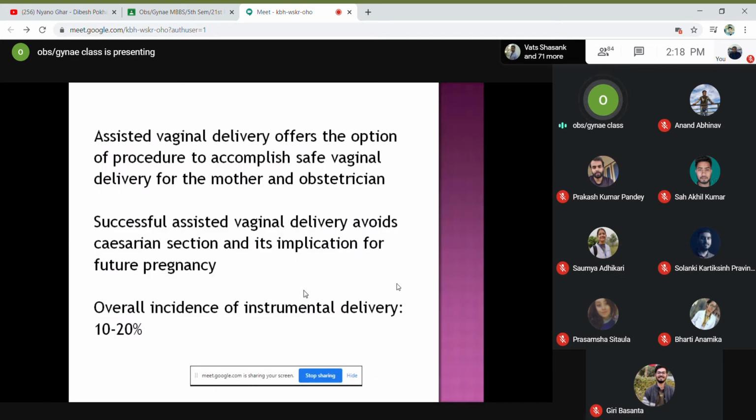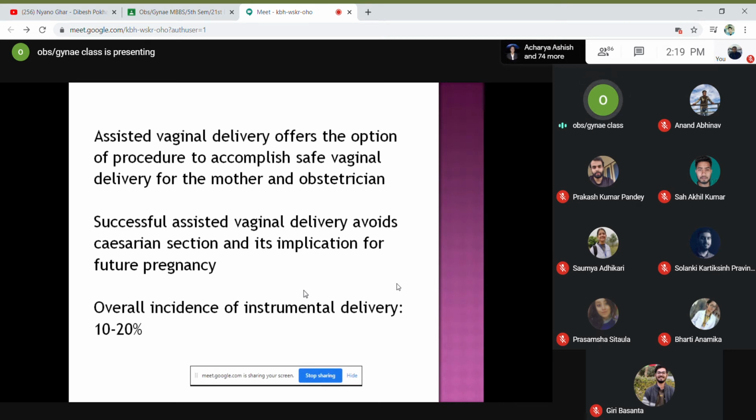Assisted vaginal delivery offers the option of a procedure to accomplish safe vaginal delivery for the mother and the obstetrician. The overall incidence of instrumental delivery in the world is 10 to 20%. Though they say it's 10 to 20%, the incidence is decreasing day by day, because this is known as a dying art. People don't know how to apply the instrument these days, so the incidence is going down as the incidence of cesarean section is coming up.